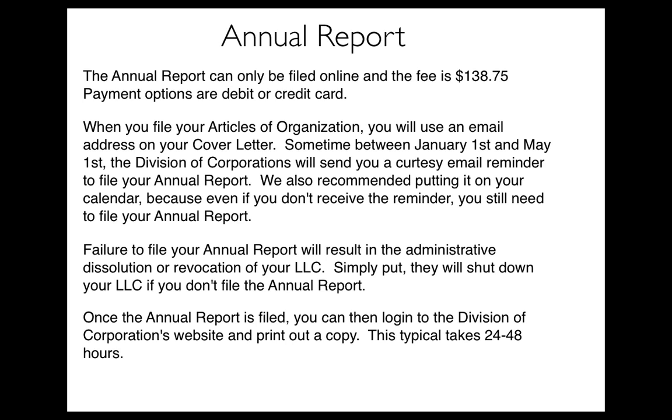Once the annual report is filed, you can then log into the Division of Corporations website and print out a copy. This typically takes 24 to 48 hours.